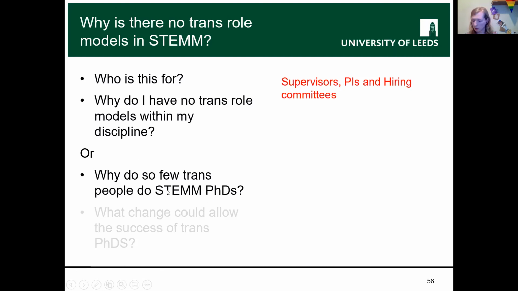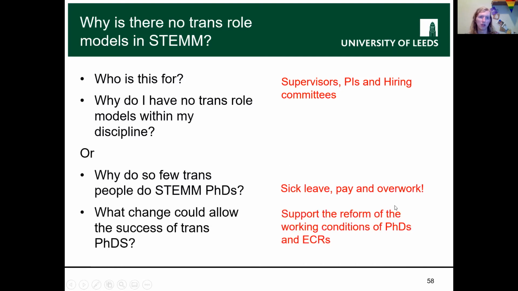So why do so few trans people do STEM PhDs, and why are we so good? I think it's grounded in our material conditions, so sick leave, pay and overwork whilst doing a PhD. And how could we allow for the success of trans people within a PhD?